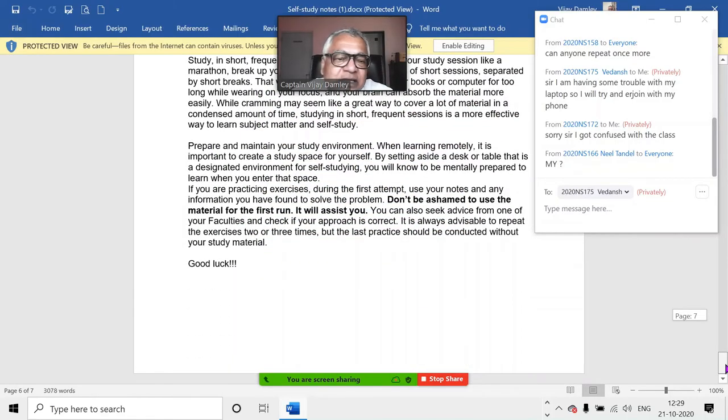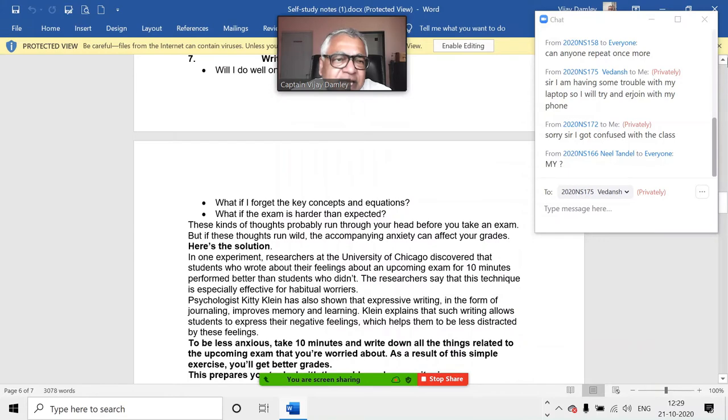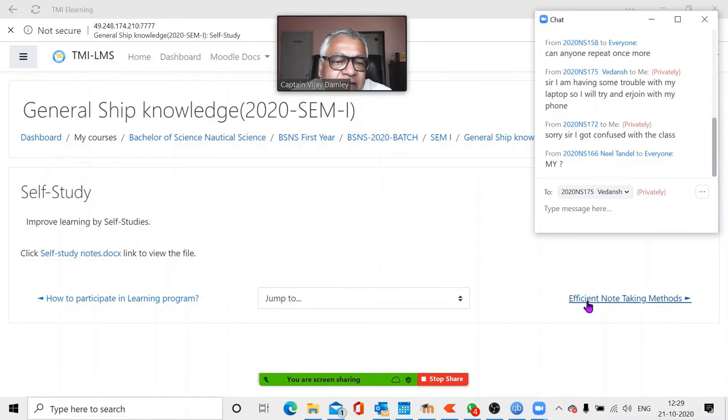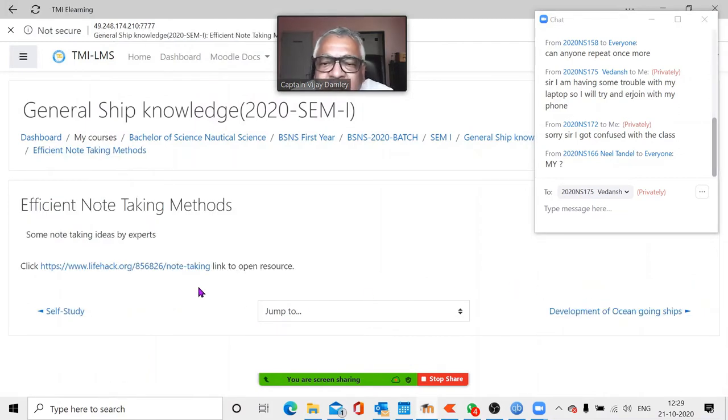And go through this again, think about it and experiment with it. Now this efficient note-taking method, I have given you a link. This link discusses various methods of notes. How do you take the notes? Okay. Some people say that this method is better to do. Somebody says no, full sentence. Somebody says point. All sorts of things are there. But go through this and experiment. See which works better. In case you need to take notes. In case you just need a trigger.